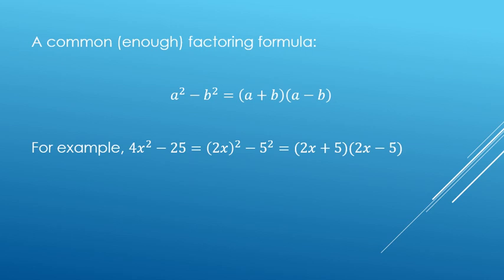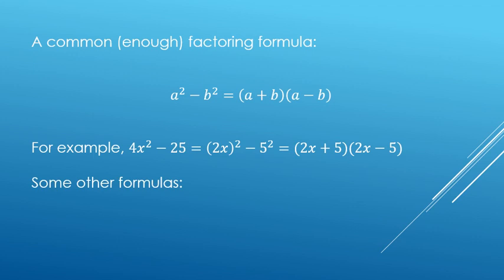If you're given 4x squared minus 25, how can you factor this? Well, 4x squared is equal to the quantity 2x squared, and 25 is 5 squared. So this right here is my A, and this right here is my B value. Then we have 2x plus 5 and 2x minus 5, and those are the two factors that this will break down into.